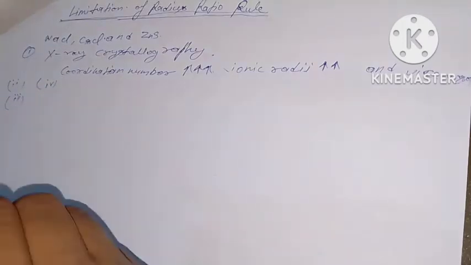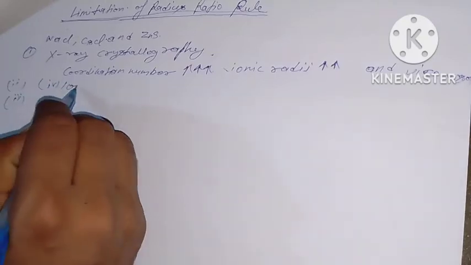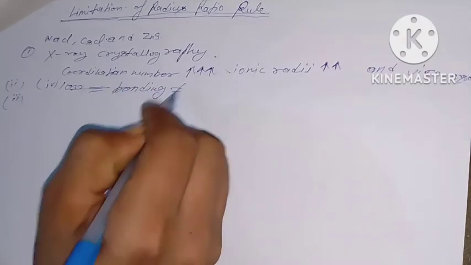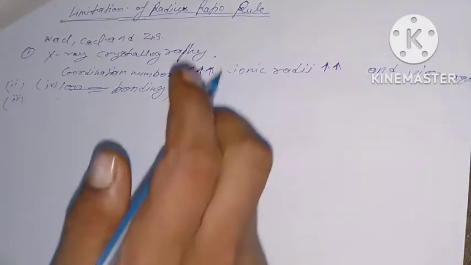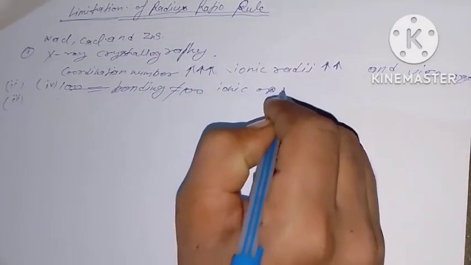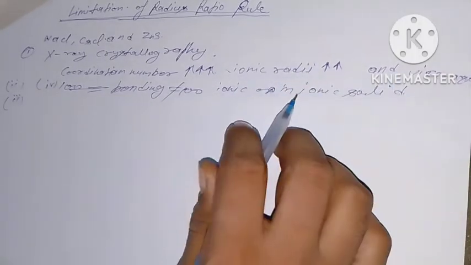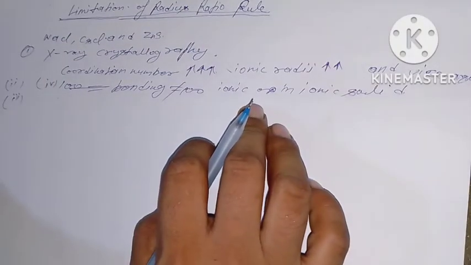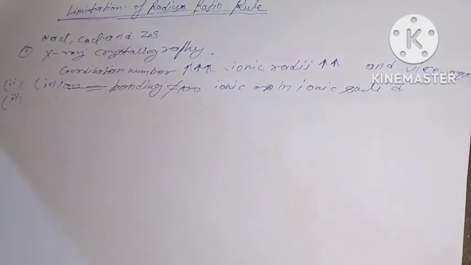Next point, point 4. Bonding is not 100% ionic in ionic solids. There is a small contribution of covalent bonding also.